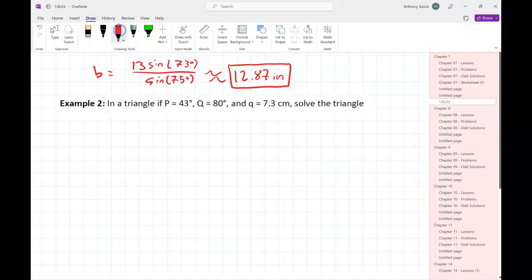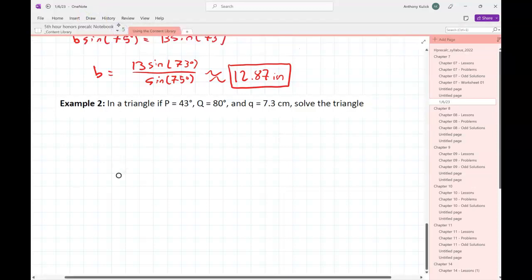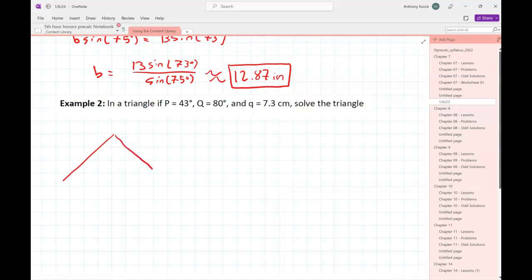All right. So we start the same way, right? Draw our picture. So I have angle P, angle Q, and what do you think I'm going to choose as my third angle? R. Not because I love pirates, but just because of the alphabet. Does it really matter what you called it? No, not really.